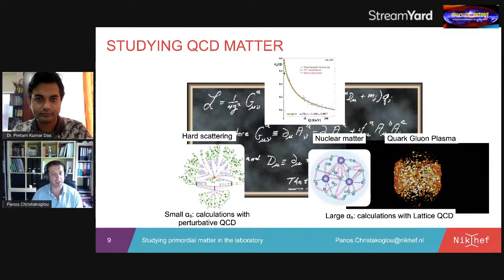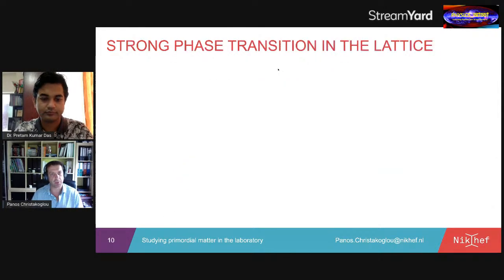confirmed by experimental data. On the other hand, for small values of momentum transfer, or large distances again, where the value of alpha s becomes asymptotically large, this perturbation theory cannot be applied anymore. It breaks down. So one needs to rely on different techniques in order to extract calculations, and this is where lattice QCD comes into play.